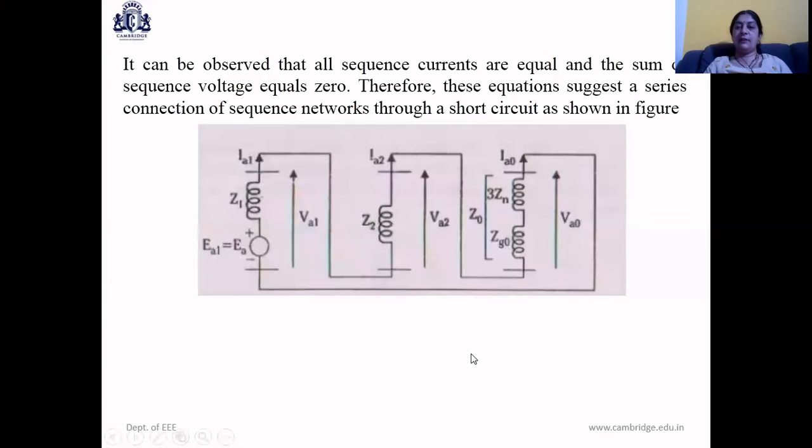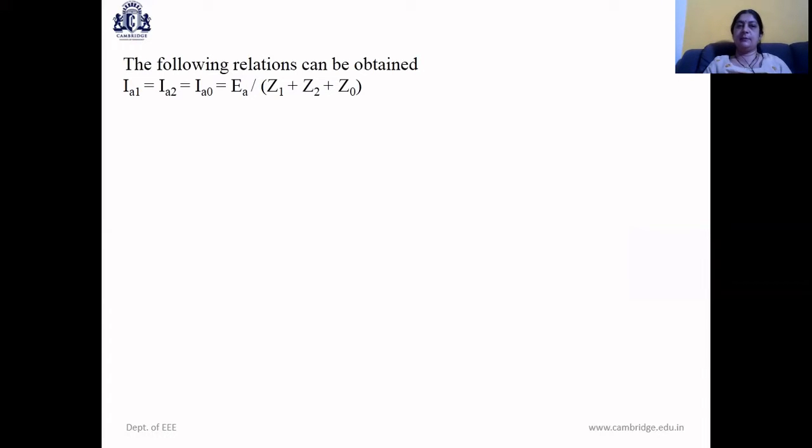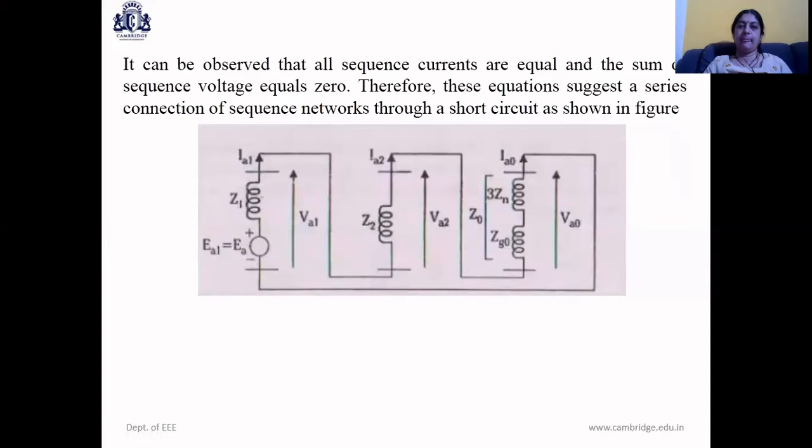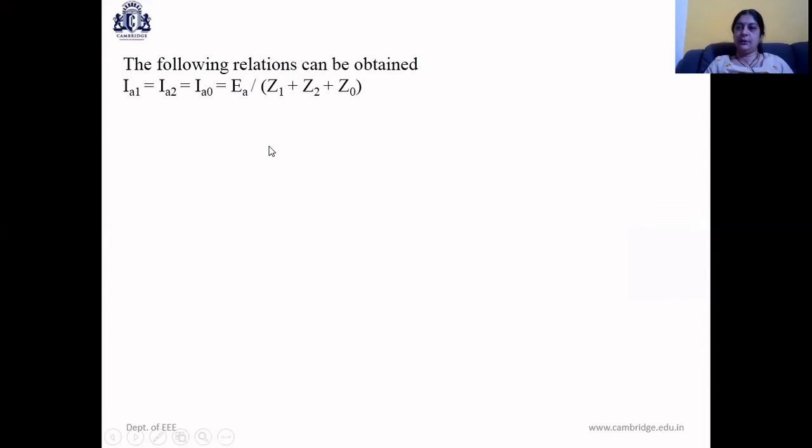Now, after having drawn the representation of the fault in terms of symmetrical fault components in the circuit diagram, we can obtain the expressions from this circuit diagram. The following relations can be obtained. IA1 is equal to IA2 is equal to IA0, that is equal to EA, the induced EMF, the only voltage source, divided by Z1 plus Z2 plus Z0. It has to cater for all the three impedances.